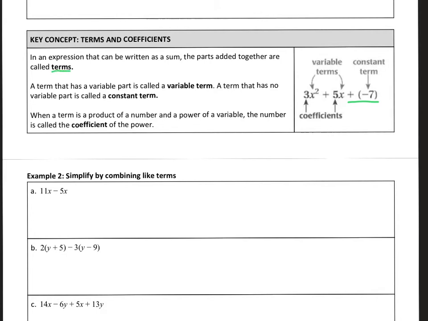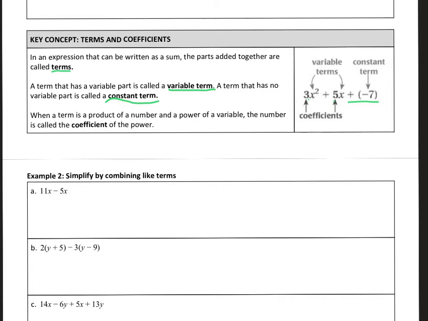Okay, so a term that has a variable part, like 3x squared and 5x in this expression, we call those variable terms because they have variables. They can change. A term that has no variable part is a constant term. That's what negative 7 is in this expression. That is a constant term. It is not going to change. So a constant term doesn't have variables.